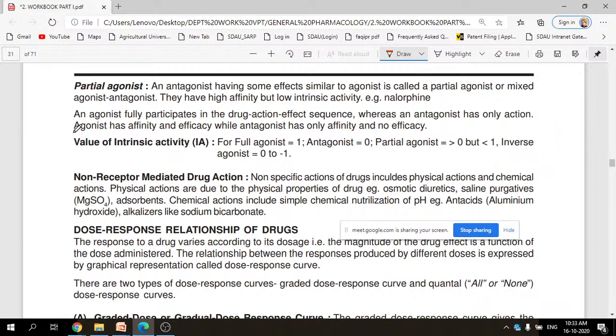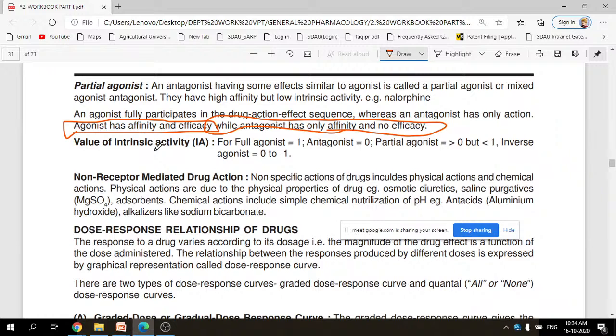Okay, now the agonist has affinity and efficacy. Affinity means it can combine with the receptor, and after binding it also produces the drug response. That means the agonist has both affinity as well as efficacy. Well, the antagonist has only affinity, not efficacy. This is a little bit confusing, but if you revise it once again from the textbook or your class notes, you will definitely be able to understand it.